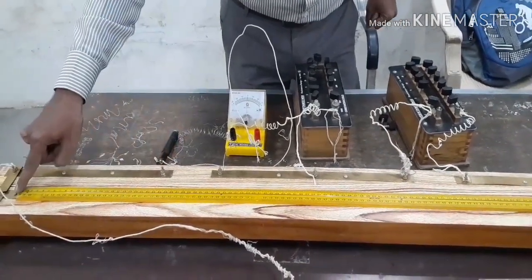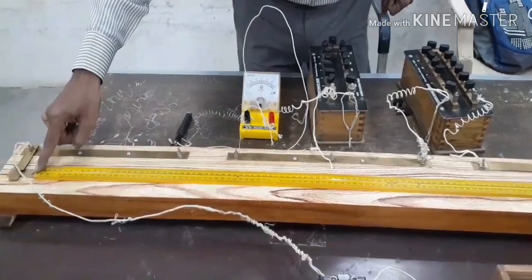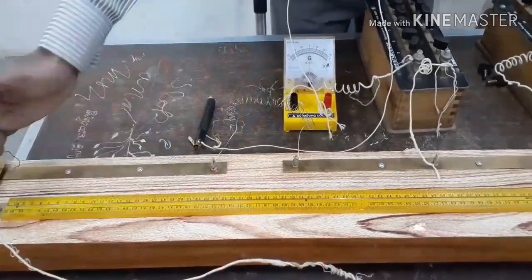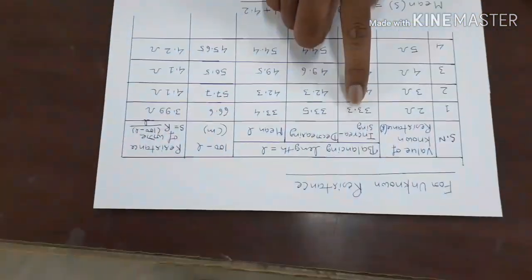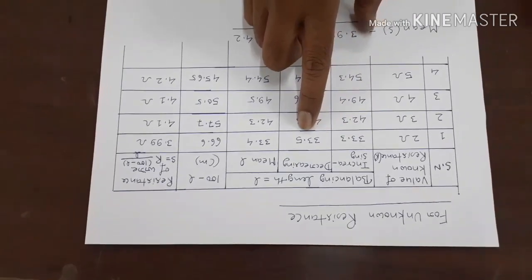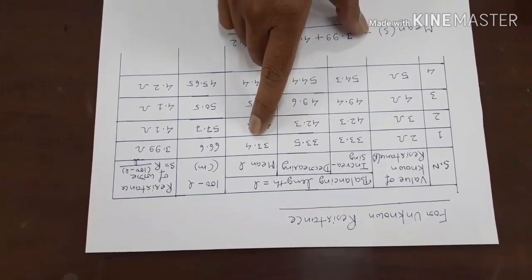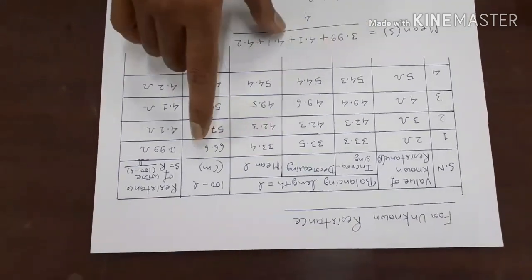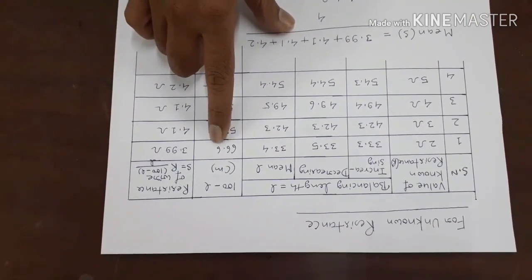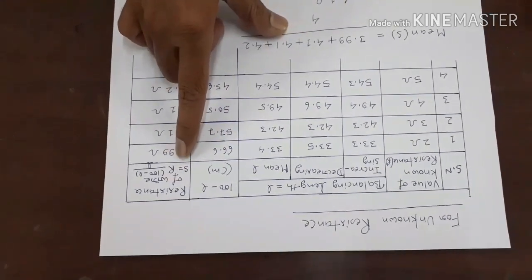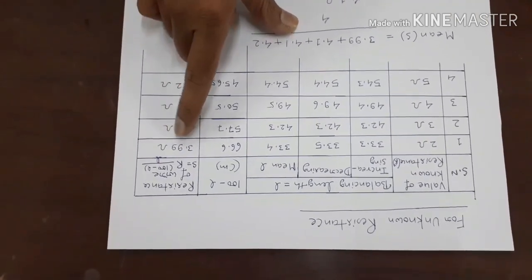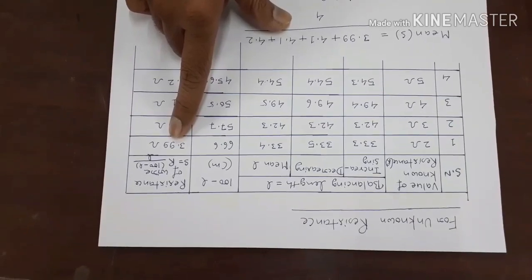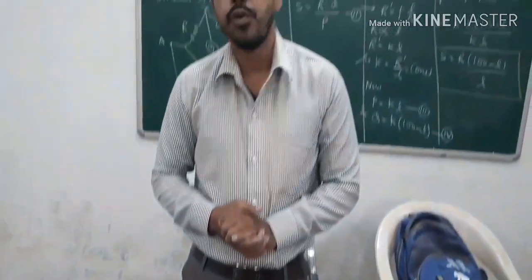You can see the two directional readings are there. Now the reading will start from here, and this one is known as the decreasing reading. So you can see the increasing reading in the first part is 33.3, the decreasing reading is 33.5, and taking the mean, 33.4, and 100 minus L is 66.6. From the formula S equals R times (100 minus L) divided by L, we got the resistance of the unknown wire as 3.99 ohm, which is very close to 4 ohm.